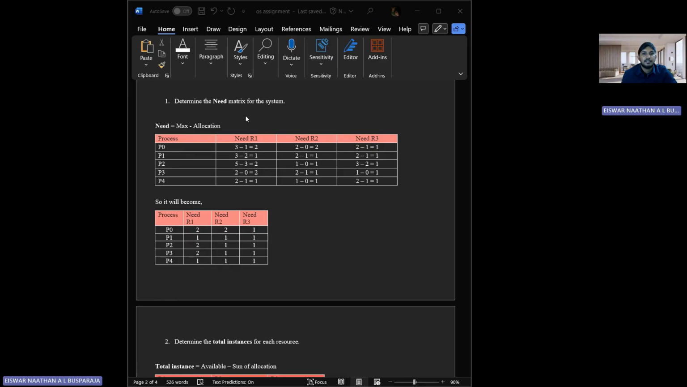At first, we have to calculate the need. The need formula is max minus allocation. Then here you can see the table of need. It will become like this if we calculate.